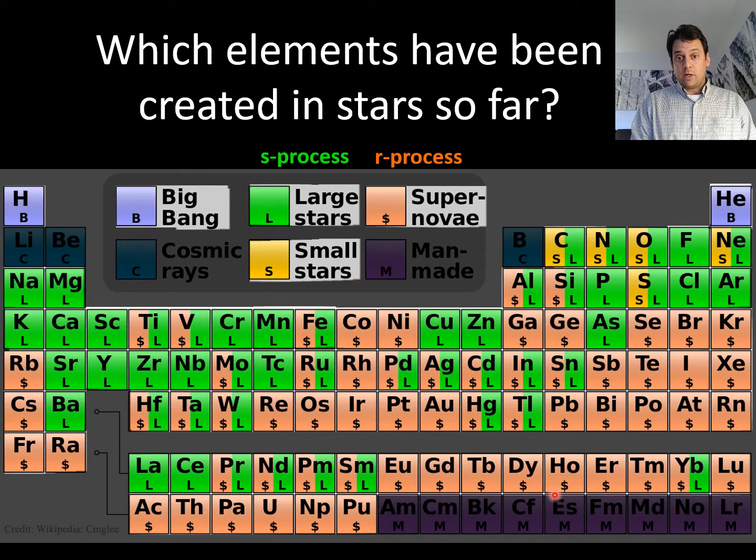Some nuclei are only produced in supernova in the R process. But then there are some that are produced both in supernova and in large stars, and some that are produced both in small stars and large stars. So there are some multicolored elements here, but there are a lot that only appear in one way.